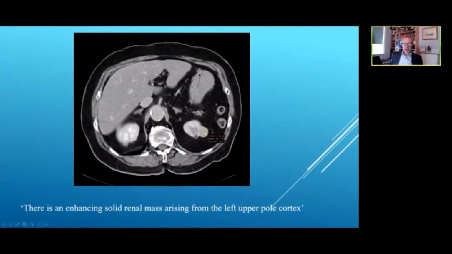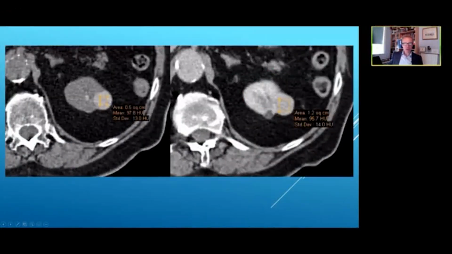This is what I don't like to see, and we see this in our MDT not infrequently. There's an enhancing solid renal mass arising from the left upper pole cortex, was the report for this scan. How do you know that enhances? You've got no pre-contrast scan. So let's do the pre-contrast and the post-contrast. On the pre, 98 Hounsfield units. On the post, 96 Hounsfield units. So it hasn't enhanced at all, and this was dense on the pre-contrast scan. This is, of course, a hyperdense cyst, which could be confirmed on ultrasound.